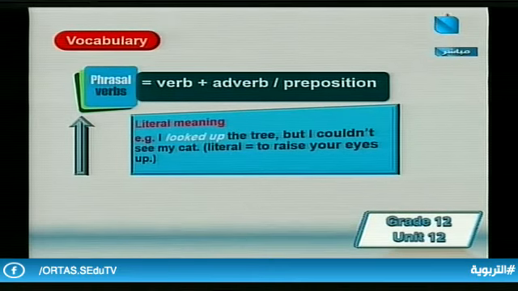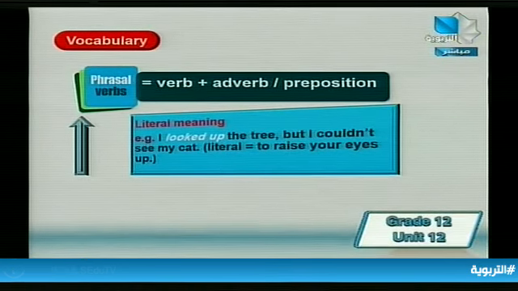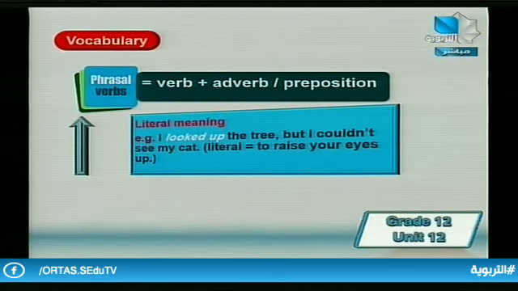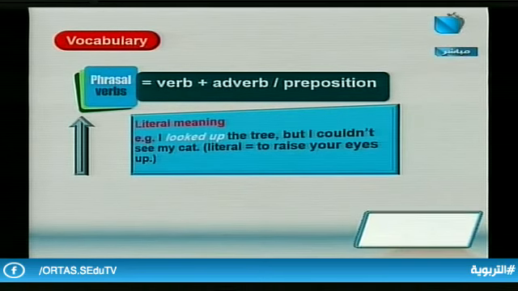Yes. Actually, it is a main verb plus an adverb or a preposition. So it is not a verb alone. No. It must be with something else, an adverb or a preposition, two or three parts. Good. Very nice. So this is about the phrasal verbs.